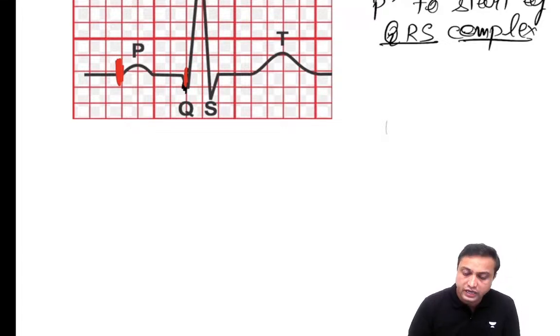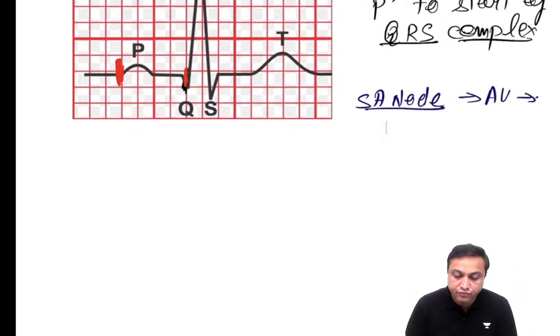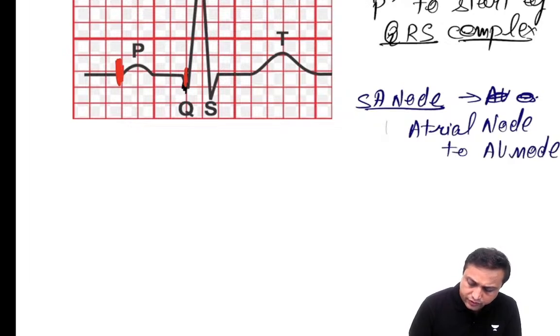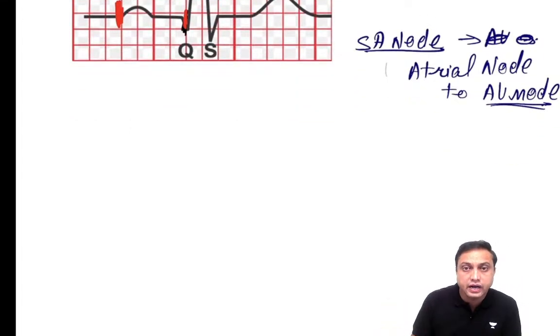time taken for the current or the excitation to spread from where, beta? We have discussed earlier, from the SA node through the AV node to, yes, my dear friend, can you please tell me? Haanji, to the atrial node, from SA node to atrial node to AV node, atrioventricular node, right? My question to you is this: how many boxes are represented?